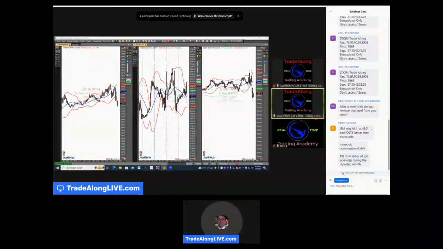All right, nice rotation back up here. If you're a little aggressive, maybe a little resistance around the 55 area, but keep your stops in place.